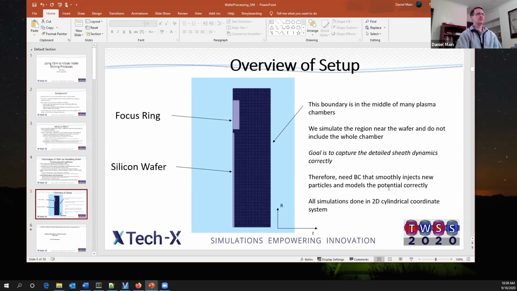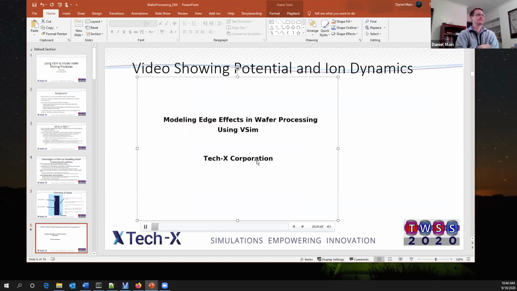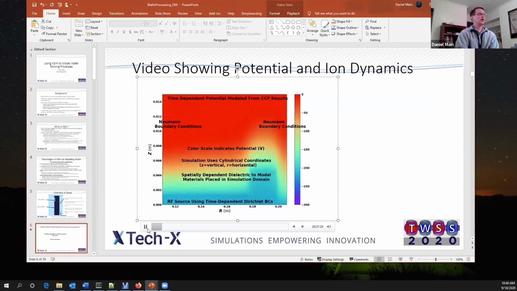All the simulations are done in a 2D cylindrical coordinate system. So this is the R-axis here, and this is the Z-axis. And so let me just show you a movie of some results. So I'll camp out here for a minute. I rotated the whole thing for this presentation. And so here's the wafer, here's the focus ring.